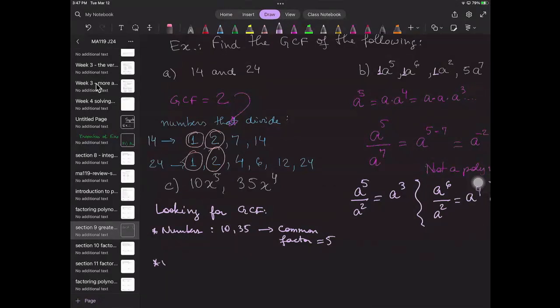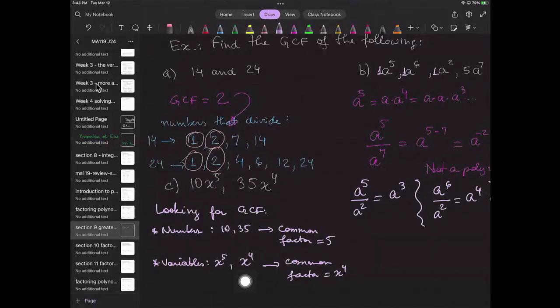Now for the variables, I have x to the 5th and x to the 4th. What is common as a power, common factor, is the power x to the 4th. Okay, because x to the 4th divides x to the 5th. The result is just x. X to the 4th divides also x to the 4th. So the result is 1.